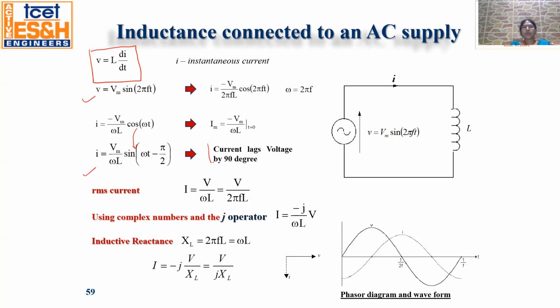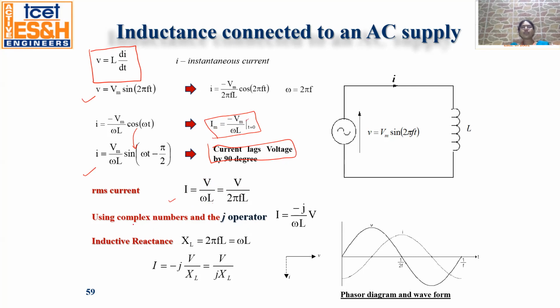So from here, we conclude that the current always lags behind the voltage by 90 degrees. This is the maximum value of current, Vm by omega L. This is the RMS value of current, V by omega L. For finding the maximum value, you always take the maximum voltage. For finding the RMS current, take the RMS voltage divided by omega L.